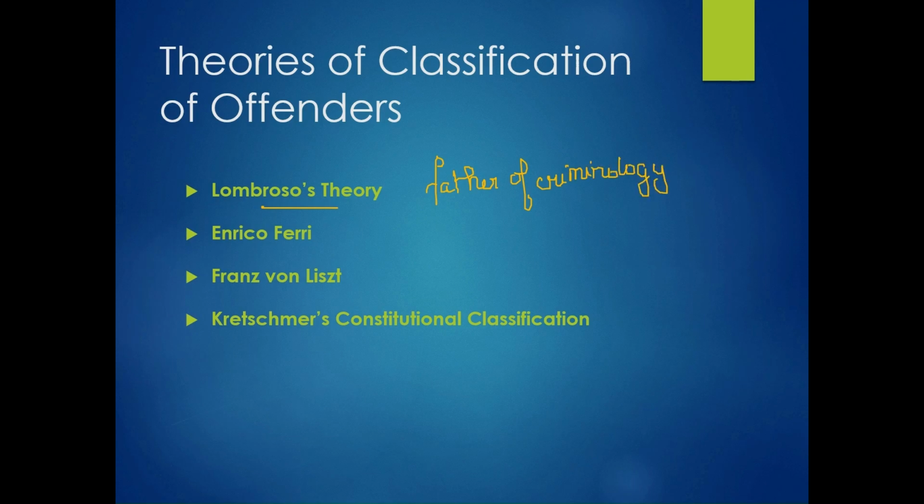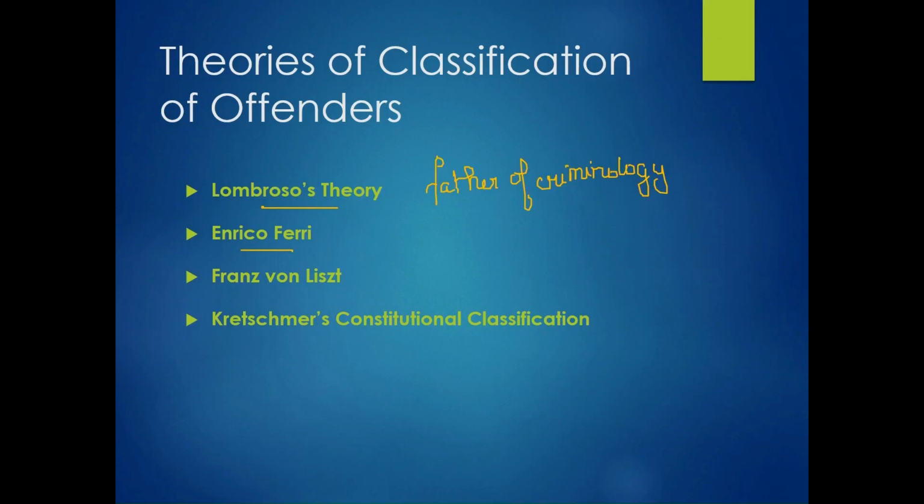So he said that criminals are born with criminal traits. Any criminal who performs a crime is born with that trait. And we don't generally agree to that today, but this was one of the earlier theories that was given by this person. Then secondly, we have the theory by Enrico Ferri.